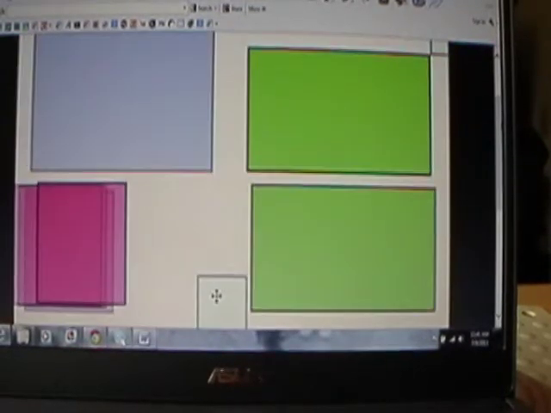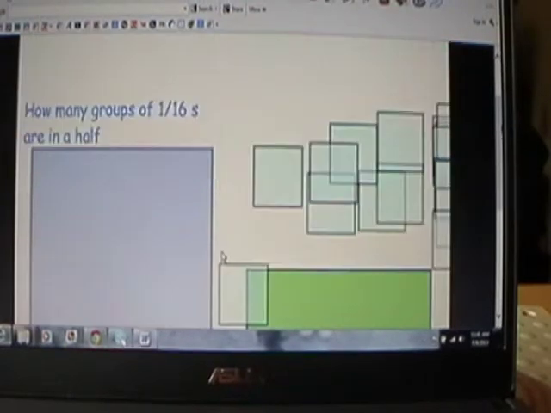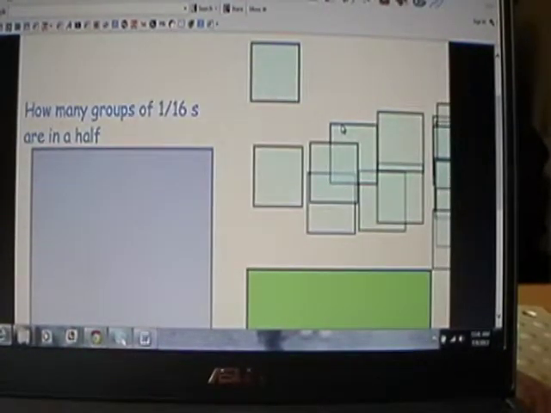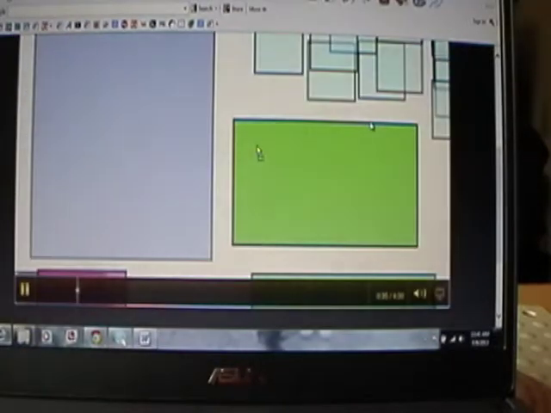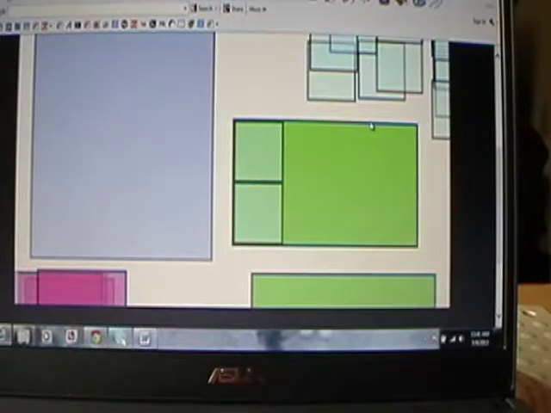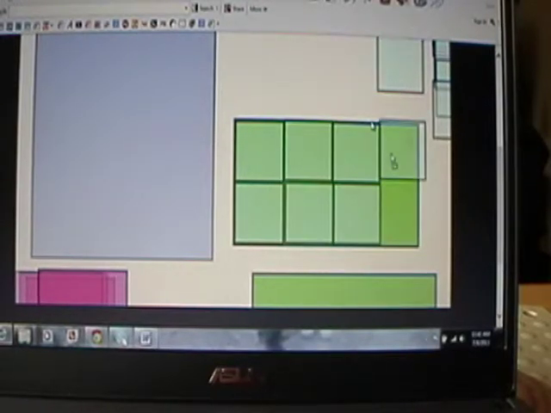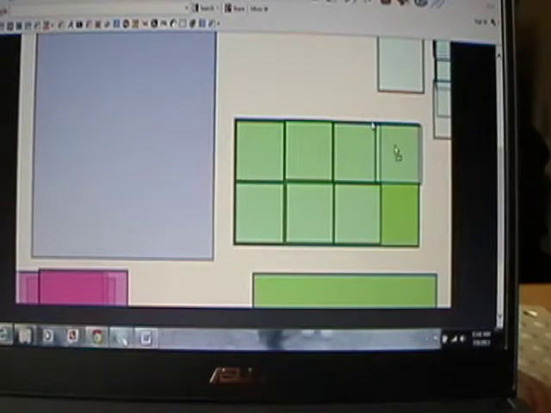All right, so let's go back up to the top. Again, we're trying to figure out how many of these 1/16 are in a half. So here's our half, and let's count them. Here's a 16th. Here's another 16th, so now we're up to 2. Here's another. Now we're up to 4, 5, 6, 7, it doesn't quite fit, but you get the idea, 8. So we have 8 of the 1/16 in a half.